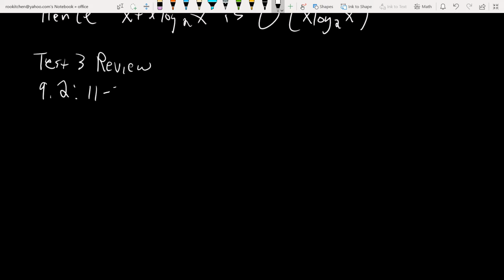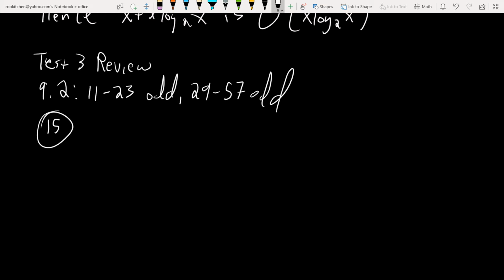9.2, we're looking at problems like 11, 23 odd, 29 to 57 odd. And basically that's going to be geometric series as well as the telescoping series. Okay, and then maybe nth term test, which is actually 9.1, but some of the exercises in 9.2 use the nth term test. Okay, so basically number 15, the directions are to determine if it converges or diverges.